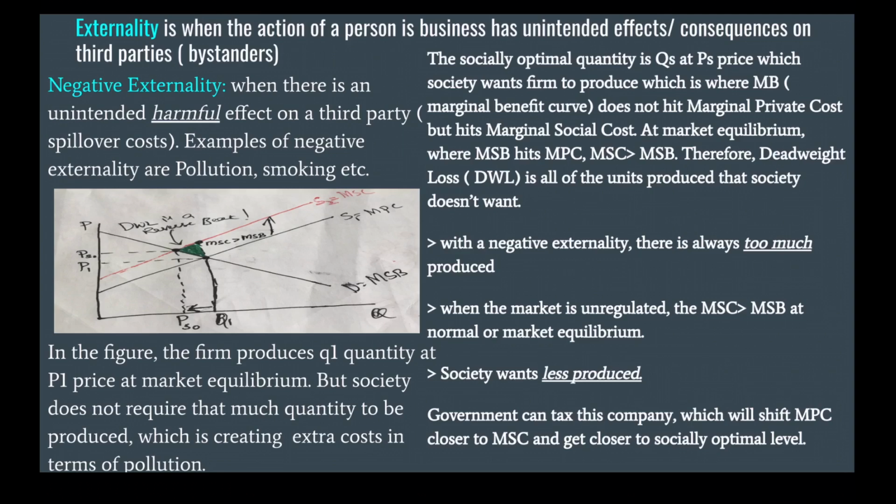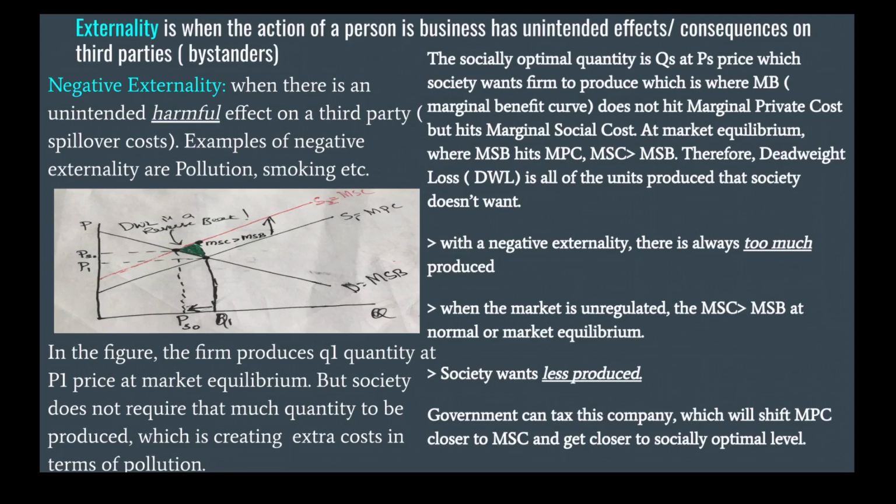At market equilibrium, where MSB hits MPC, the marginal social cost is greater than the marginal social benefit. Therefore, deadweight loss is all of the units produced that society doesn't want. With a negative externality, there's always too much produced.